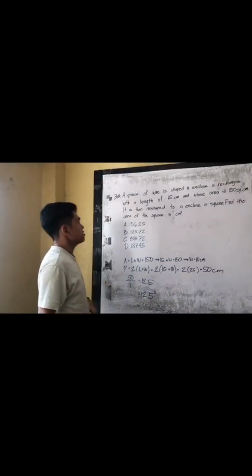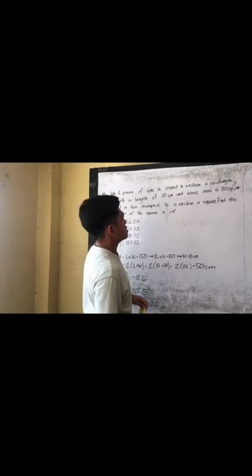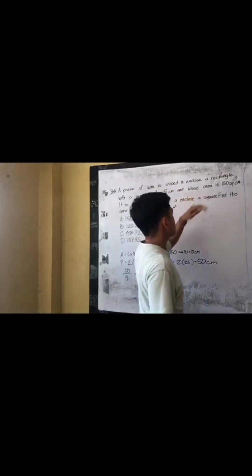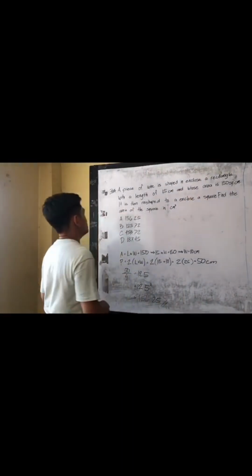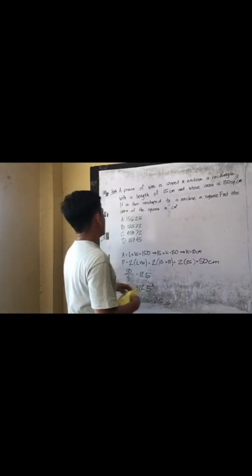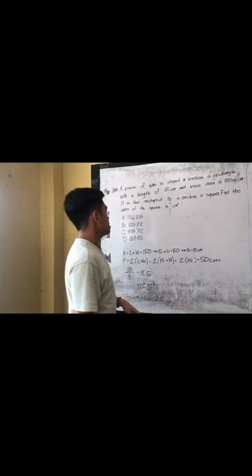33. A piece of wire is shaped to enclose a rectangle with a length of 15 cm and whose area is 150 square centimeters. It is then reshaped to enclose a square. Find the area of the square in square centimeters.